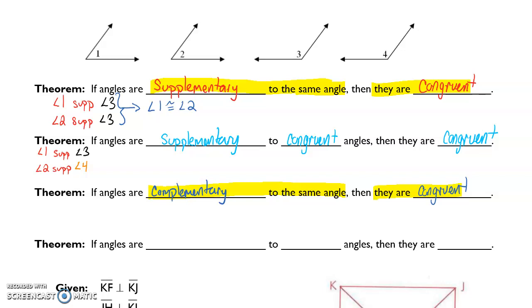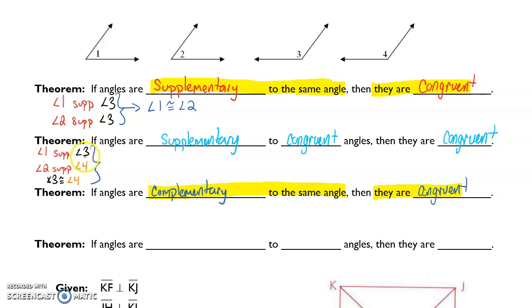So if they're supplementary to the same angle, it's 1 is supplementary to 3, 2 is supplementary to 3. Well, they're both 3. Here, I have angle 1 supplementary to angle 3, and angle 2 is supplementary to angle 4. That's not enough information to draw any conclusions. I would need an additional statement that said something like angle 3 is also congruent to angle 4. Now I can draw a conclusion.